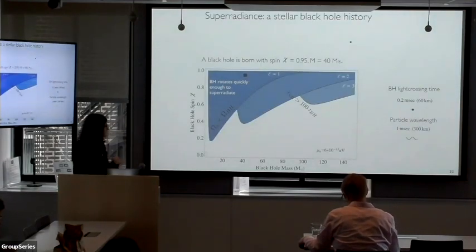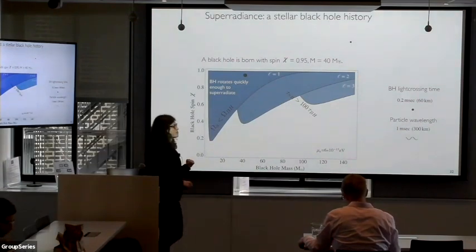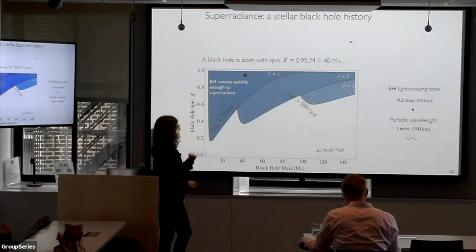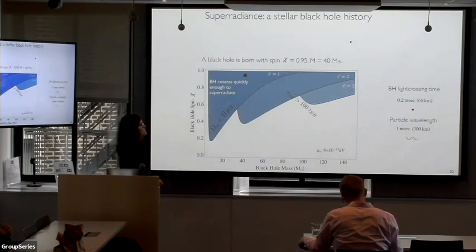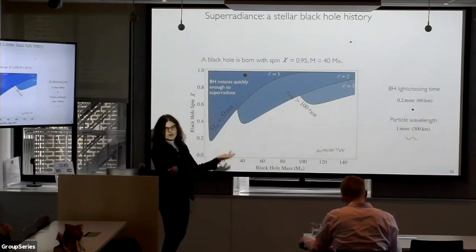Okay, so what did these particles do to the black hole itself? Let's say you start with a black hole that's born with high spin, say 0.95 dimensionless units, which is close to extreme Kerr, and some large mass. Let's say it was born in a LIGO merger.